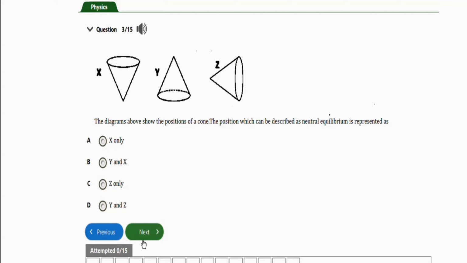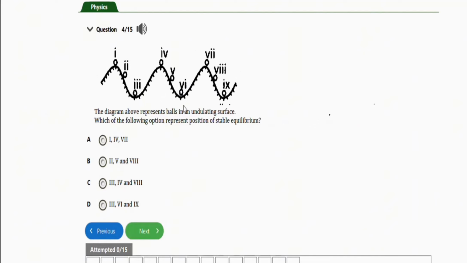Alright, so the next question will be this one. It says, the diagram above represents balls in an undulating surface. Which of the following option represents position of stable equilibrium? Also take note of this question. So III represents, VI represents, IX represents. So the correct option will be option D, which is III, VI and IX. Alright, option D is the right option to this question. Take note of this particular question as well.